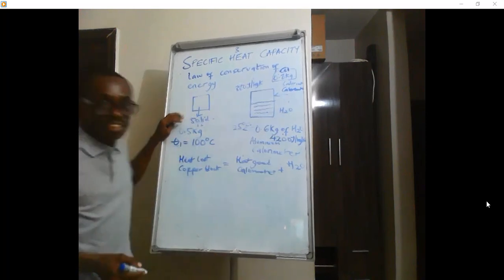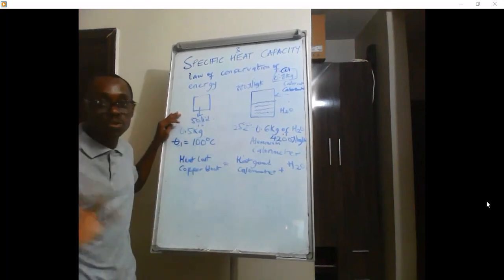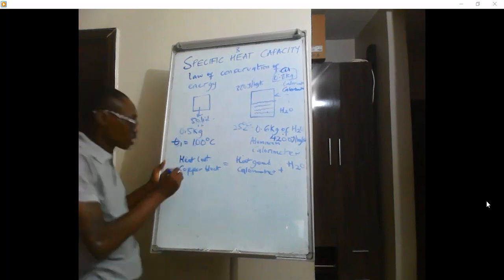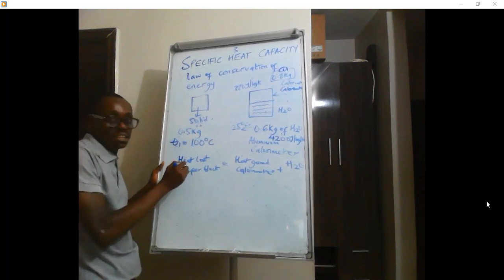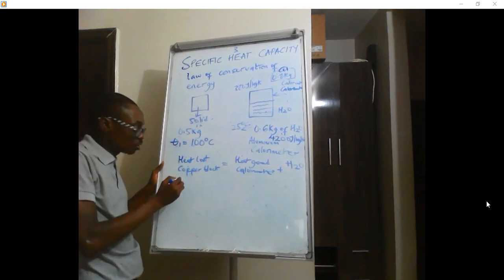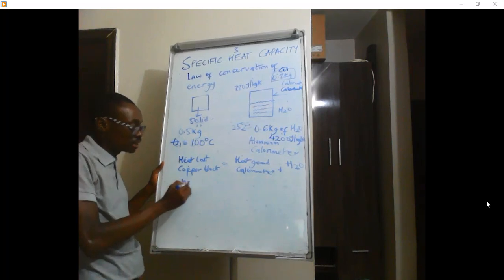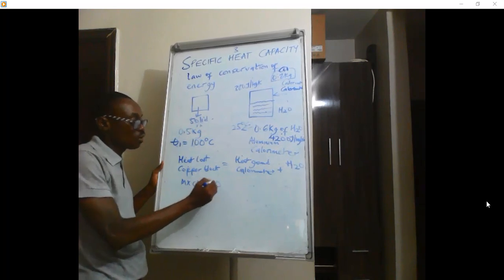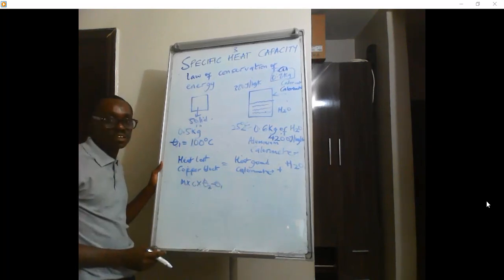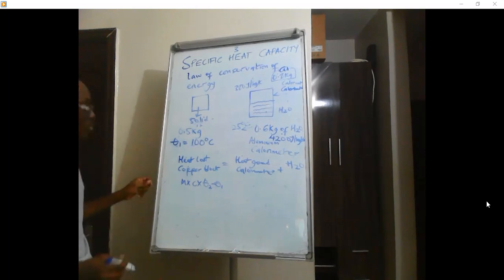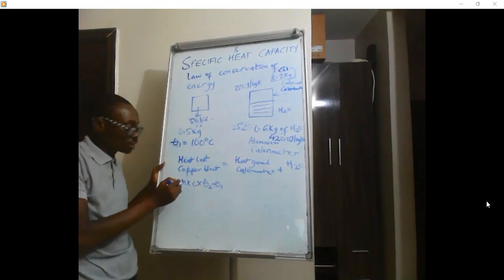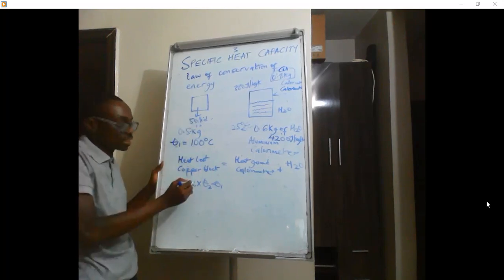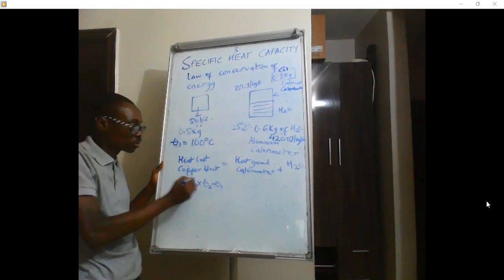So this is a general solid. We don't know whether it's copper, whether it's aluminum, we don't know the material it is made of, but we want to calculate the specific capacity. So now, the heat, to calculate it, you need to know the mass times the specific capacity times the temperature change, theta 2 minus theta 1. Okay. So this is going to be the mass of the solid, which is given as 0.5 kg, times the specific capacity, which we are looking for, we don't know.